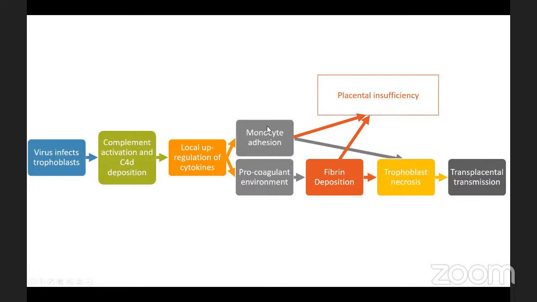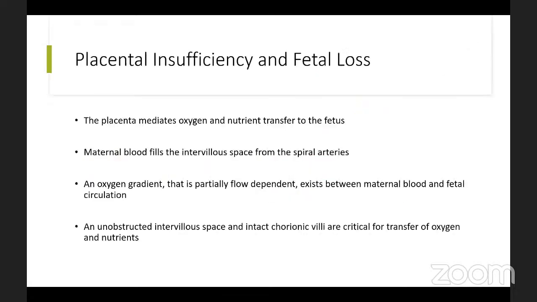So then we started to wonder, and a lot of the community of OB pathologists at this point in time were starting to suggest that monocyte adhesion plus fibrin deposition were somehow leading to massive placental insufficiency. And so SARS-CoV-2 was really unique in essentially killing babies by causing massive placental damage rather than actually causing damage to the neonatal tissue directly. So how does this happen, and how does this even cause fetal loss?